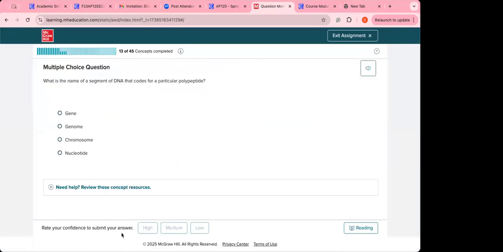What is the name of a segment of DNA that codes for a particular polypeptide? Gene, genome, chromosome, or nucleotide?